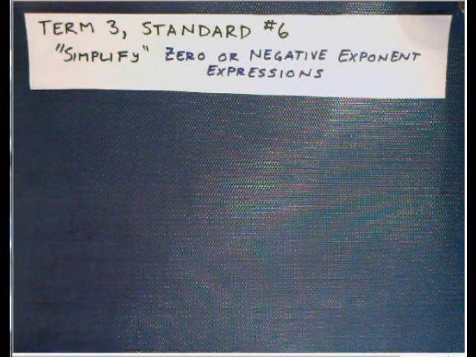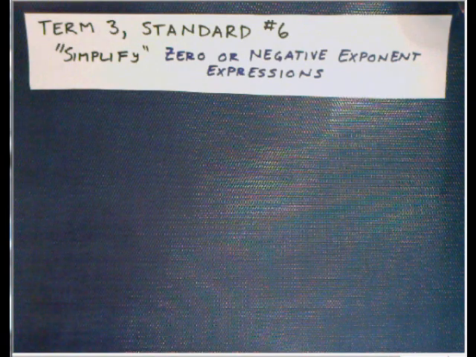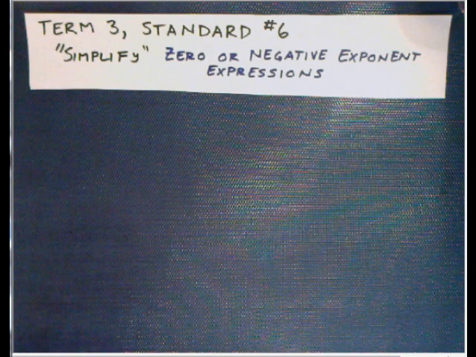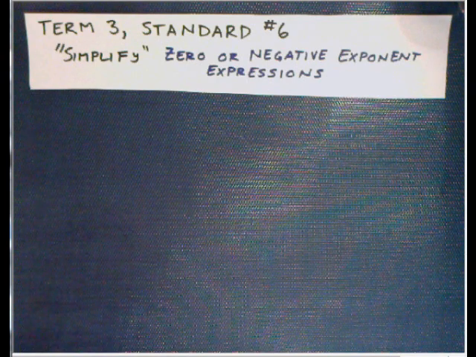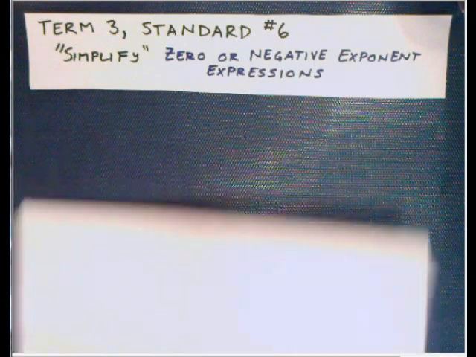Okay, hello again everybody, this is Mr. Steele, and I'm here to discuss and work through Term 3 Standard Quiz Question number 6 for Algebra 1 at Franklin High School, which the directions are simply to simplify, but which always involve a zero or negative exponent expression. So everything on Standard Quiz Question number 6 is going to involve either a zero exponent or a negative exponent, and then simplifying from there.